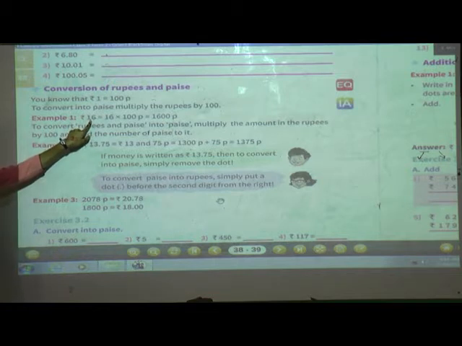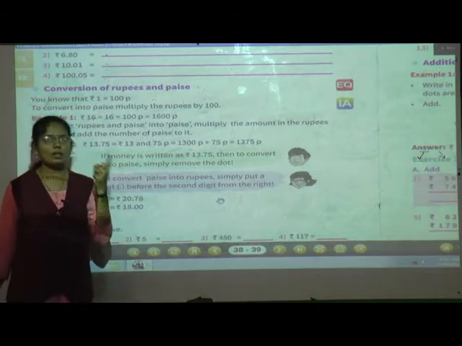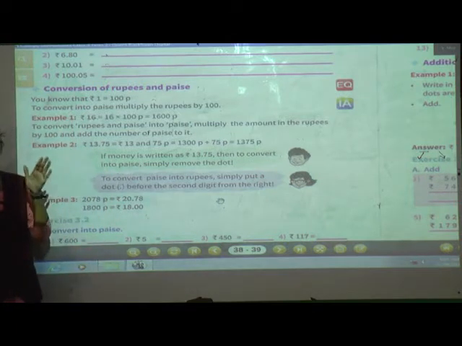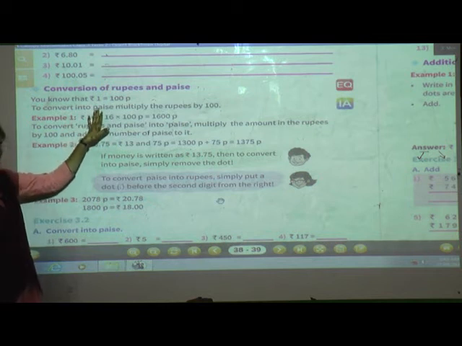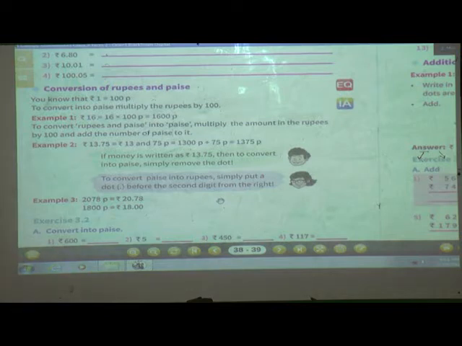Now this 16 rupees we have to convert into paise. So what are you going to do? Just multiply the rupees by 100. Now how many rupees are there here? Here 16 rupees are there, and that 16 rupees we have to convert into paise.